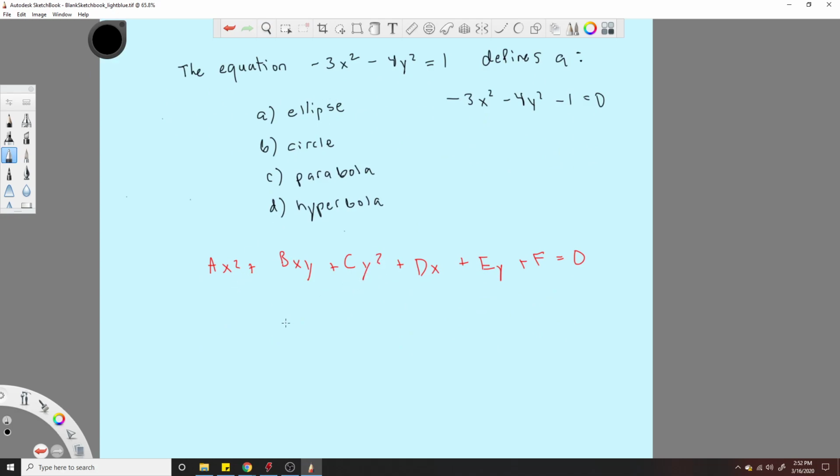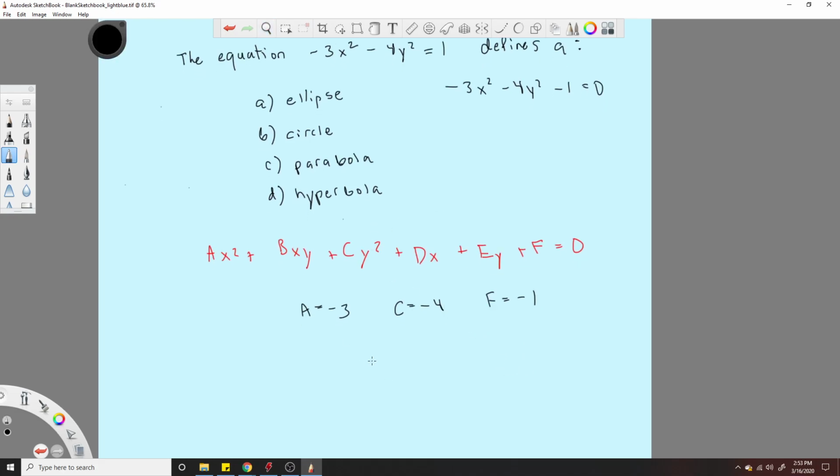you have an a term, which is negative 3. You have a c term, because it's a y squared. The coefficient of the y squared is a negative 4. So your c term is negative 4. And then you have an f term, which is negative 1. A negative 1 right here. And the rest of them, b, d, and e, are all equal to 0 because they don't show up in our equation. Right?